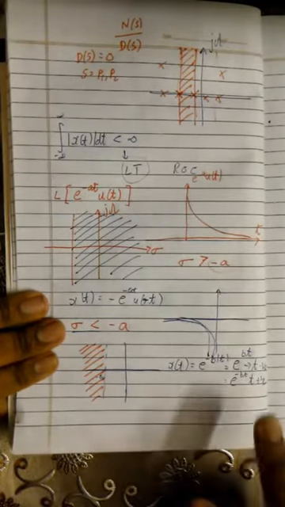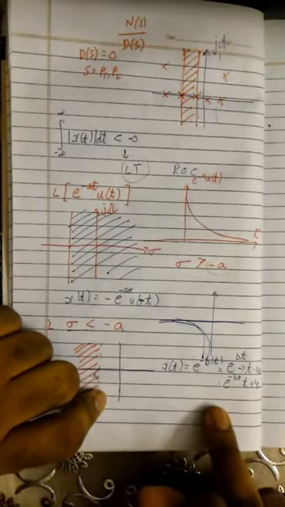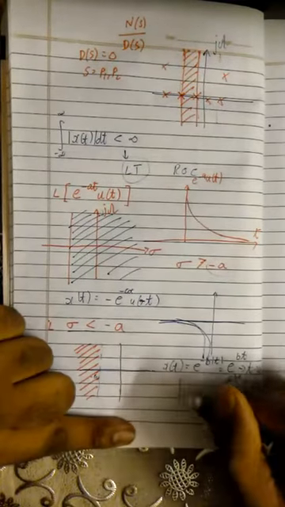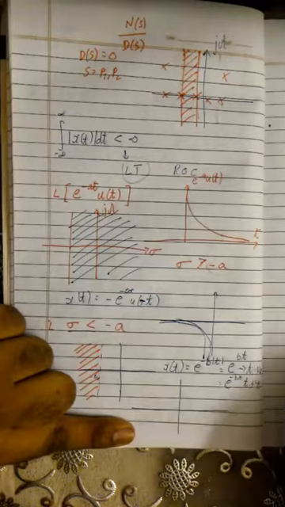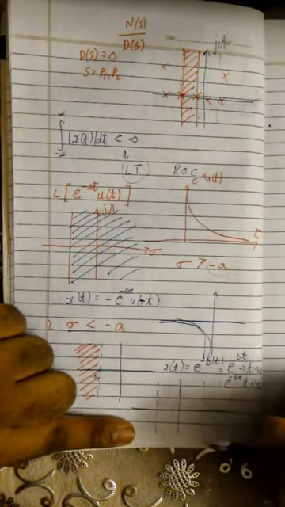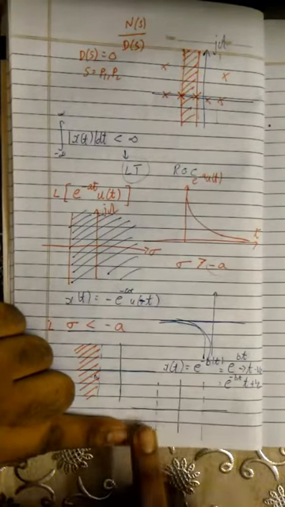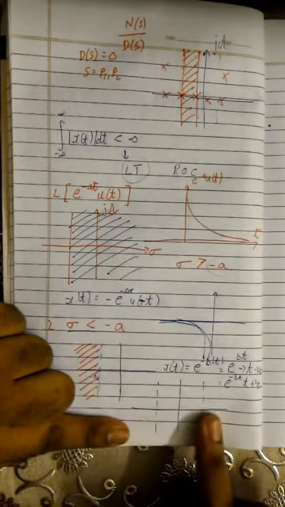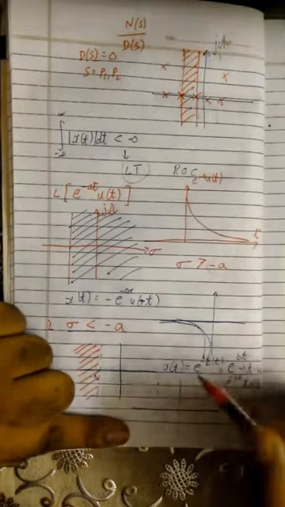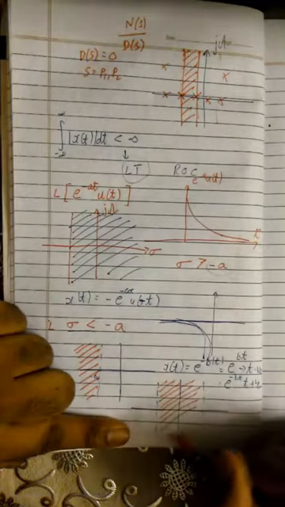right? So in this graph, if you remember your ROC, here the ROC is like this. Your ROC is like this. You see, it is between two values, one on the left side and the other on the right side, and the ROC is between two values. This is the meaning of the sixth property.